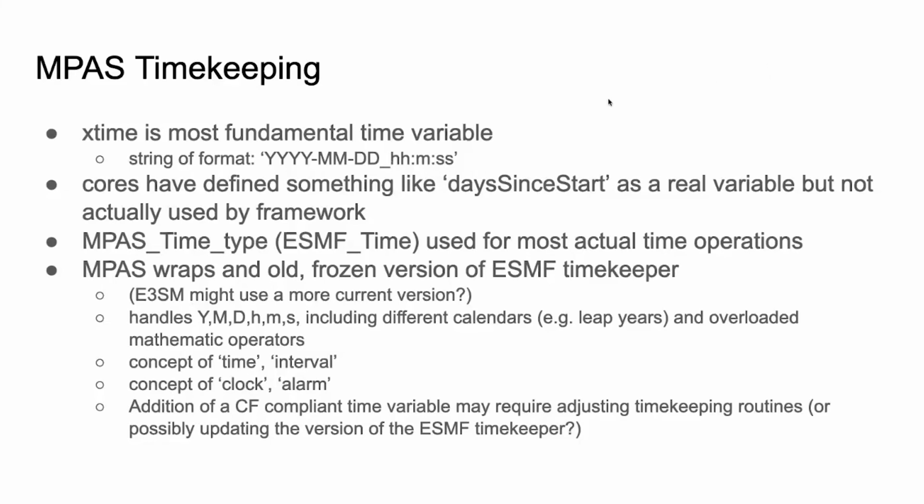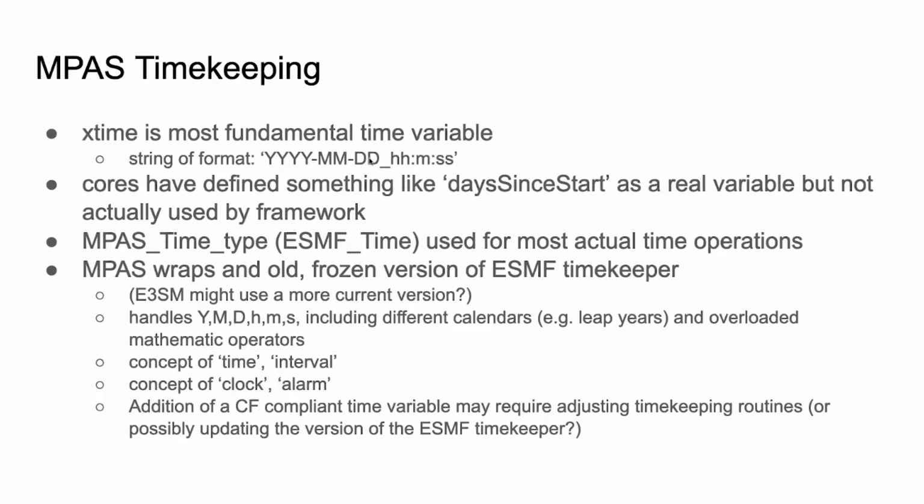So that's the time variable that framework is expecting to exist and considers the master version of anything related to model time. Each individual core, I believe, now has something like days since start or days since start time, which is a real variable with units of days, which is a lot easier to manipulate than this string variable. But days since start is not actually recognized by framework or used by framework. That's a thing that each individual core has added optionally.